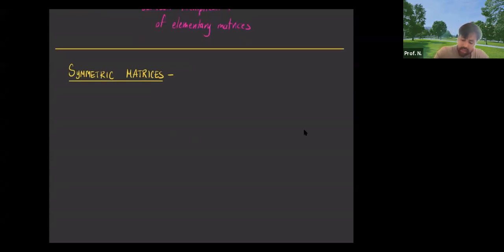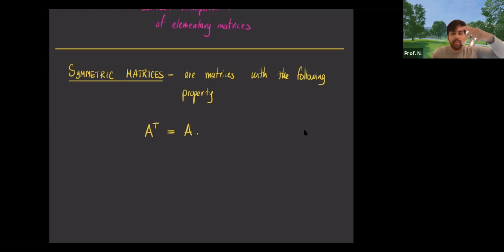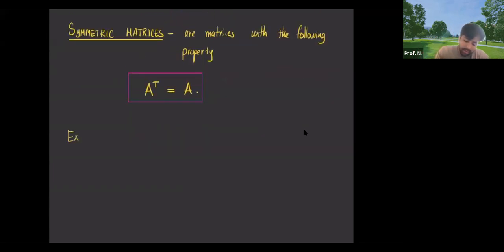So symmetric matrices are matrices with the following property. The property is that the transpose is equal to itself. That's a symmetric matrix. So if I switch the rows and the columns, I get back the same thing. So let's look at a very simple example of that.